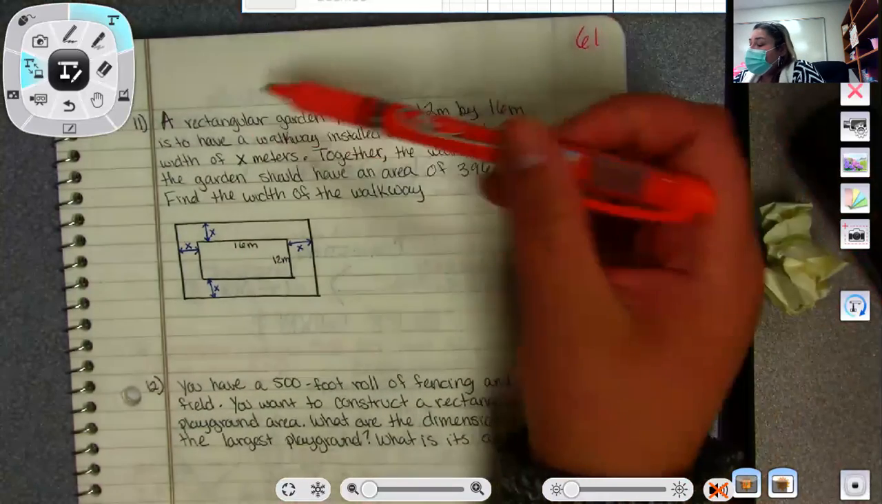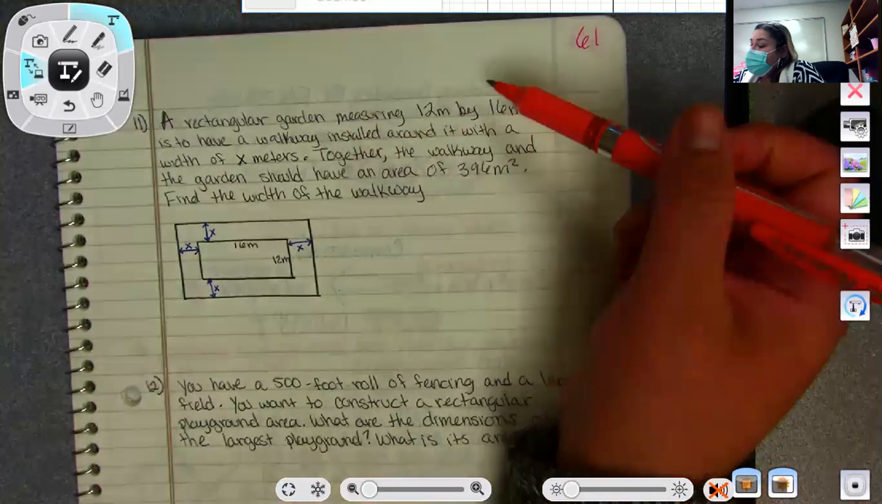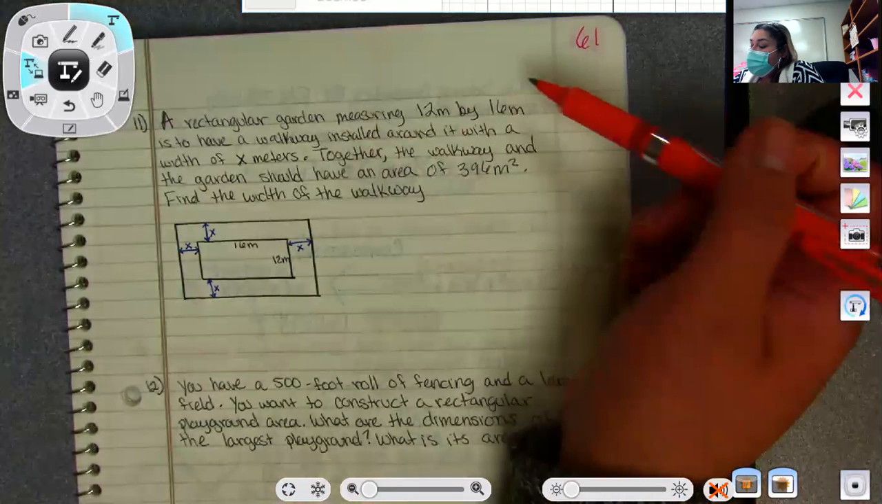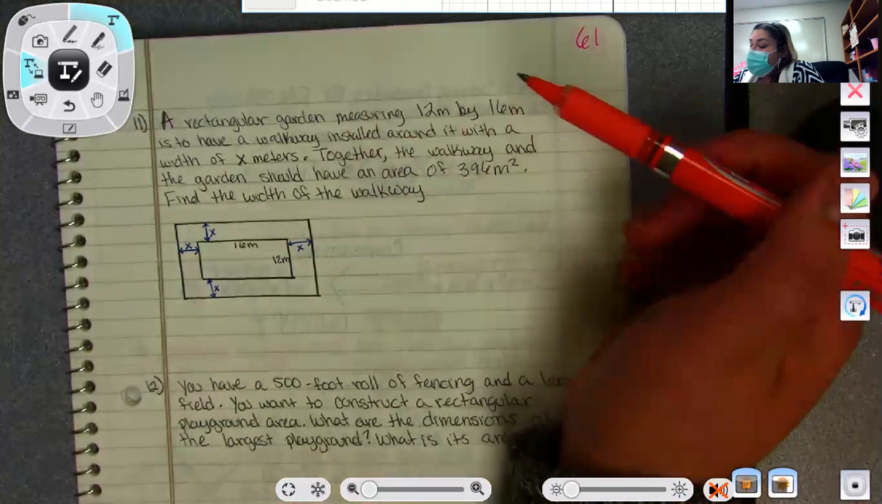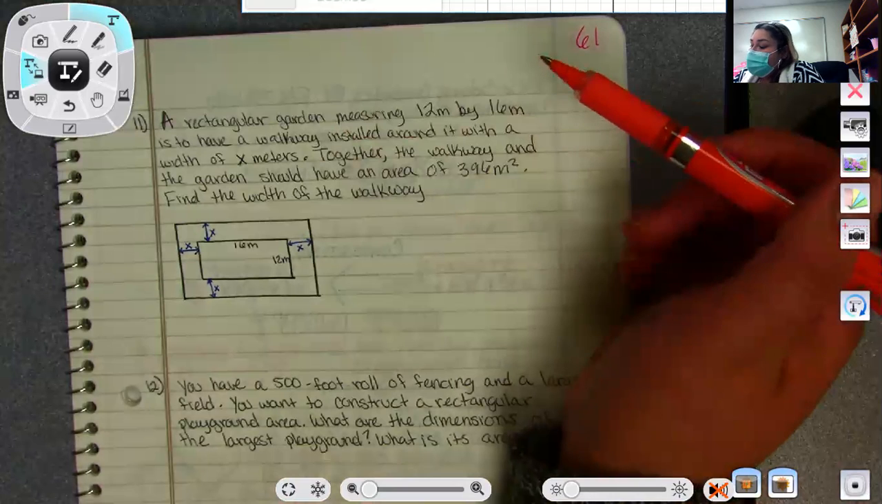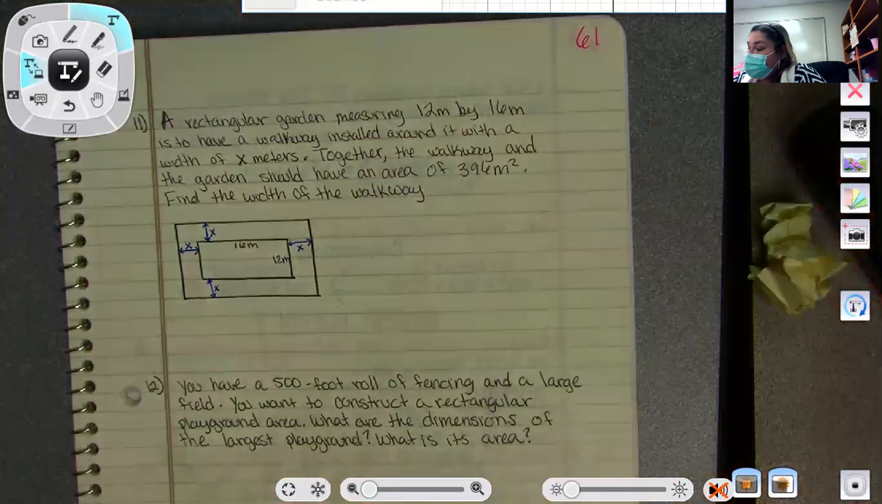A rectangular garden measuring 12 meters by 16 meters is to have a walkway installed around it with a width of x meters. Together, the walkway and the garden should have an area of 396 meters squared. Find the width of the walkway.